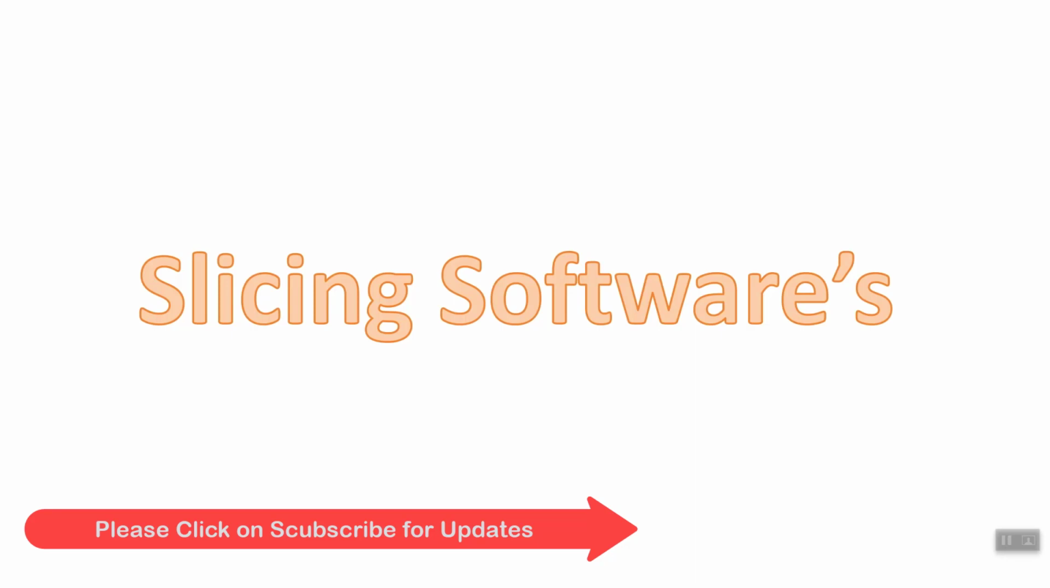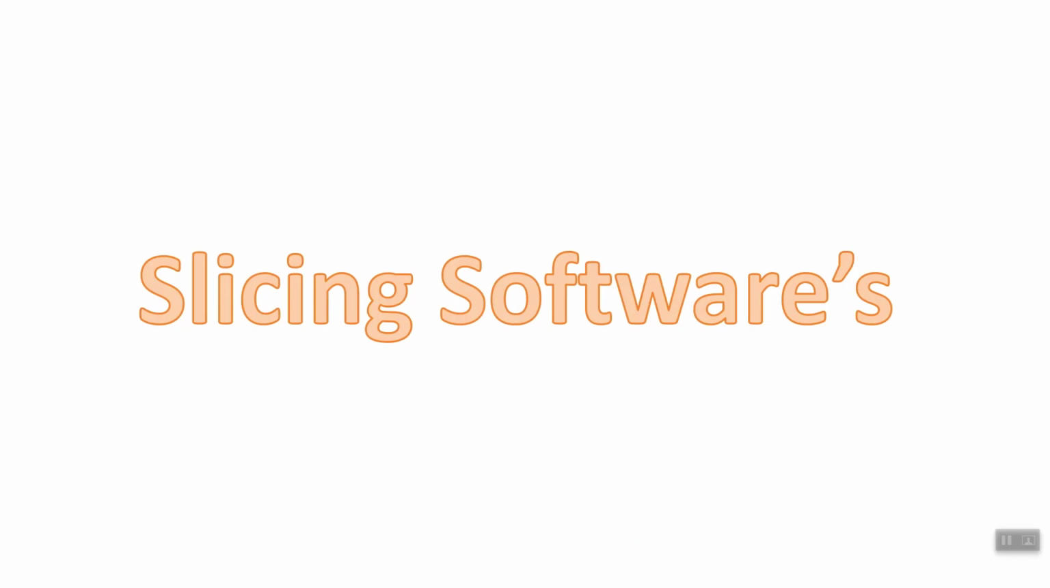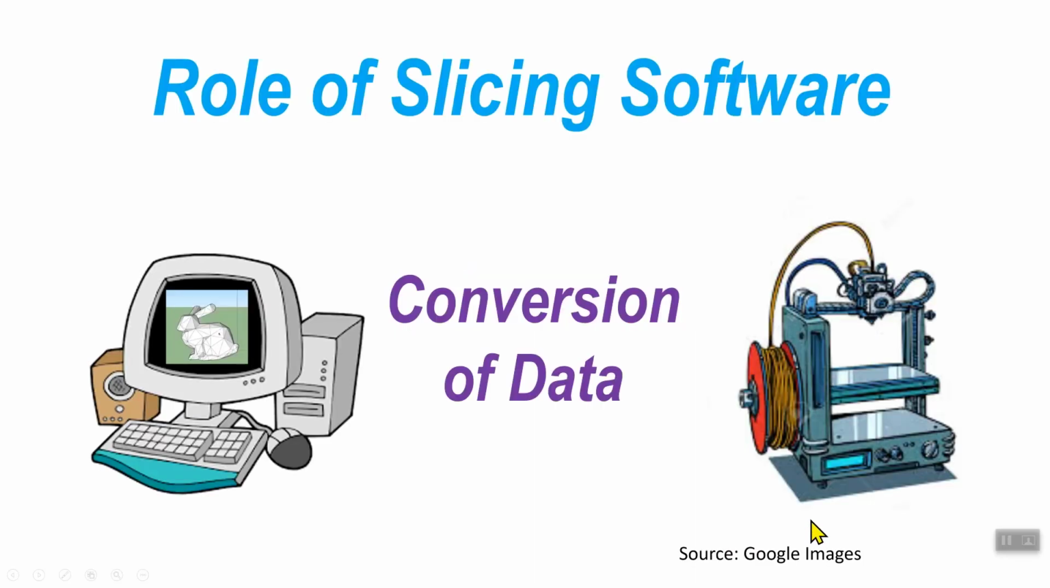Till now, in the previous videos, we have seen up to the STL file. So the slicing software takes an STL file as input and slices it. What is the use of that? Here we know that the STL file has been generated in a CAD system, but finally the physical model is going to be fabricated using a 3D printer or an additive manufacturing machine. So there should be a conversion of data from the CAD system to a machine.